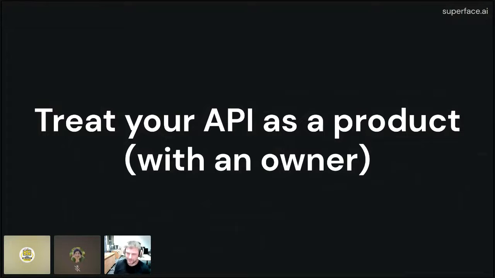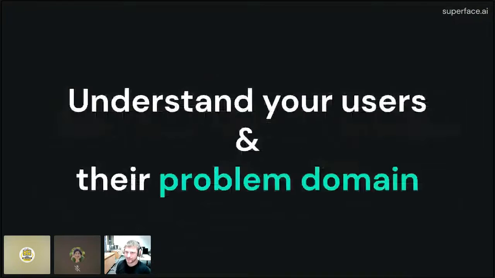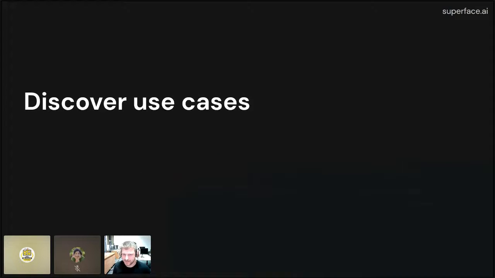So if you can appoint a dedicated person to be responsible for your API, it should be some API product owner. And one of the responsibilities of a product owner is to understand the users and their needs, which in case of APIs also includes understanding the developer's domain, the context in which they will use your API. In other words, API product owners should understand and discover use cases of your users.